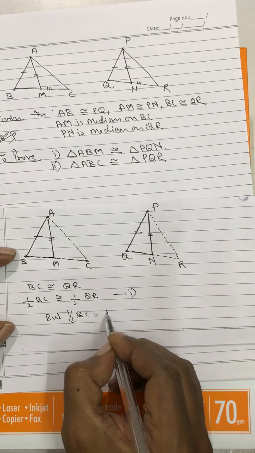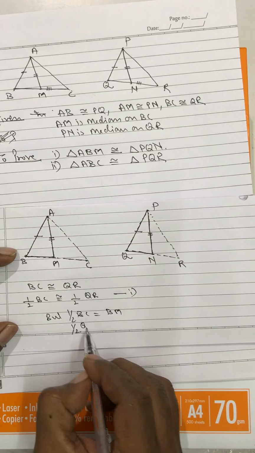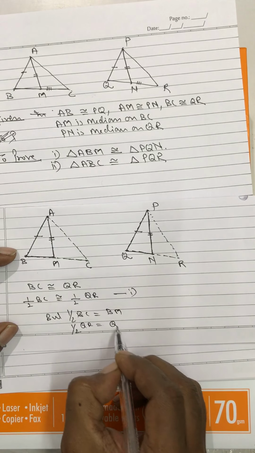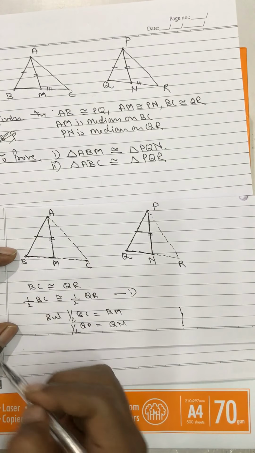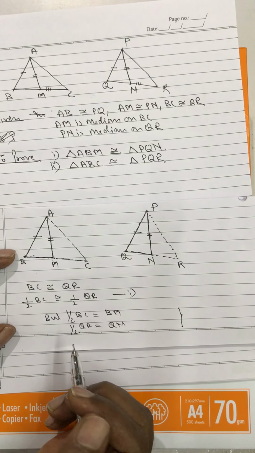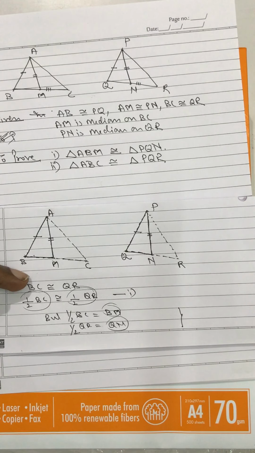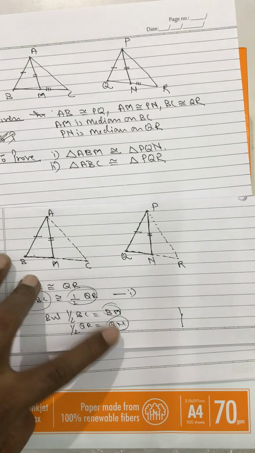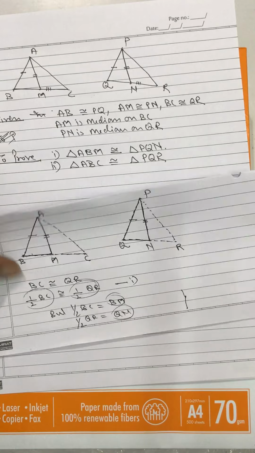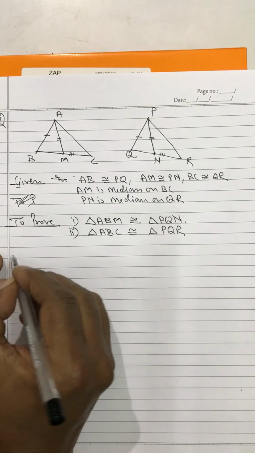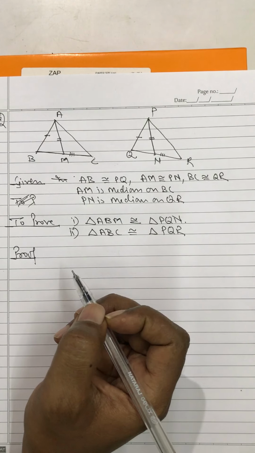Then you will bring it to notice that half of BC will be equal to BM, and half of QR will be equal to QN. The reason is the property of a median. Median always bisects. Then in place of this I will write BM, and in place of this I will write QN. This way I am moving from full BC to half BM, QR to half of QR, QN. So this I have to do first. First I have to keep it ready.